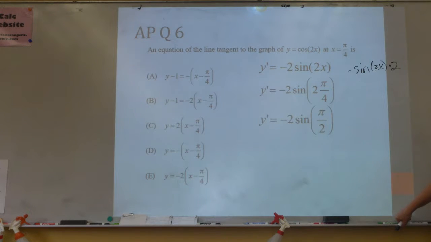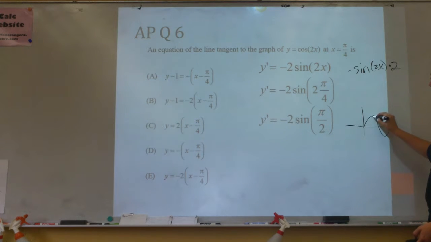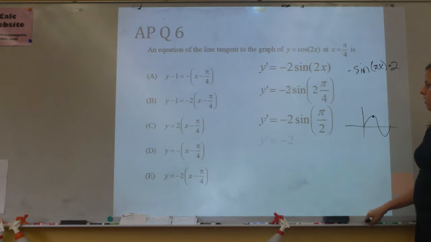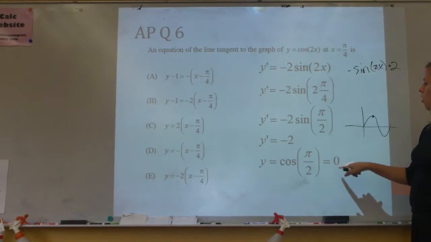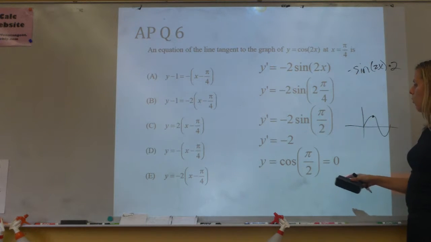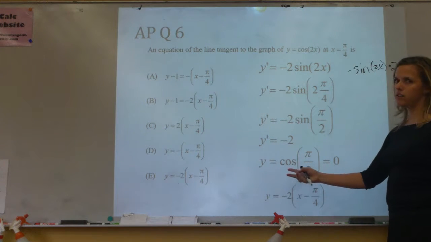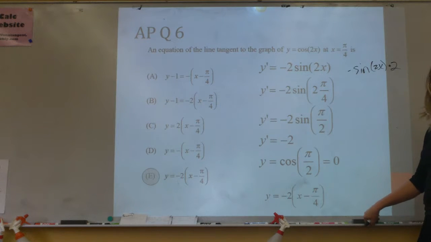All right, so I'm simplifying. That's 90 degrees, sine of 90. I don't use my unit circle. I personally use the graph. So that is 1. So it's just -2. Cosine, to find my y value, I plug into the original. So the original y value is 0. So this down here, y minus 0 is just that. And it's this answer, which is E.